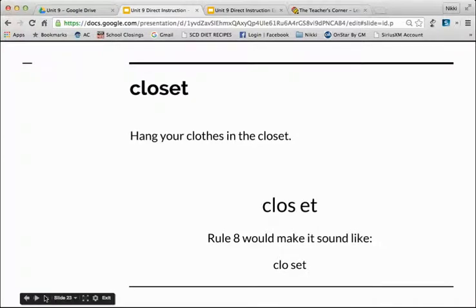Closet. Hang your clothes in the closet. Rule 8 would make it sound like "clo-set." We want to stick with something that's familiar, so we're going to keep that vowel short and separate it after the consonant S. Closet.